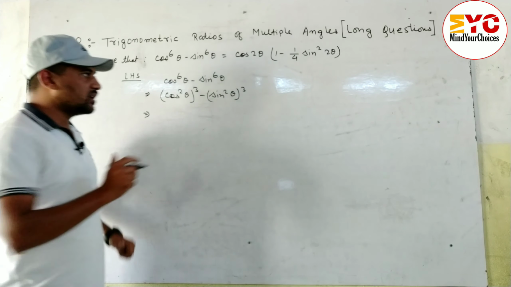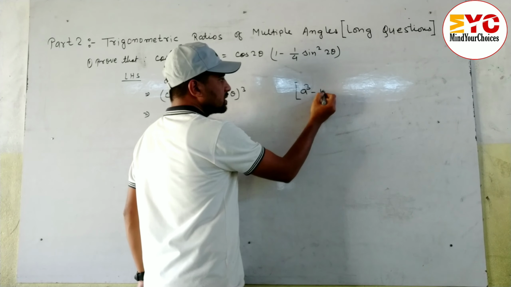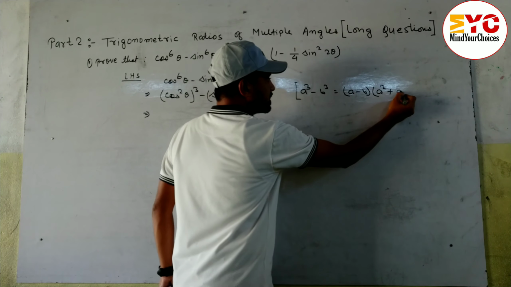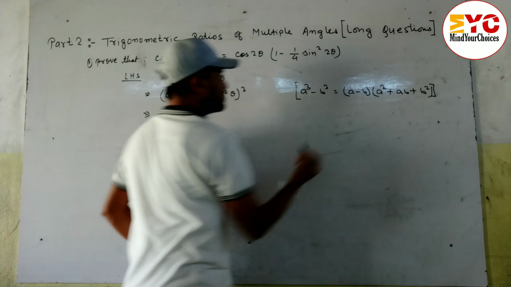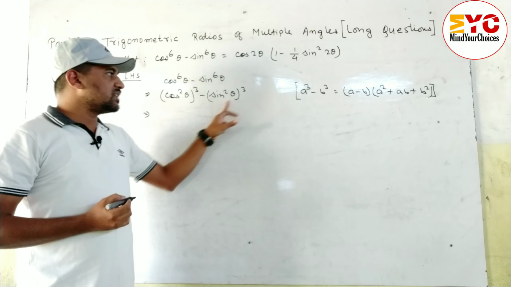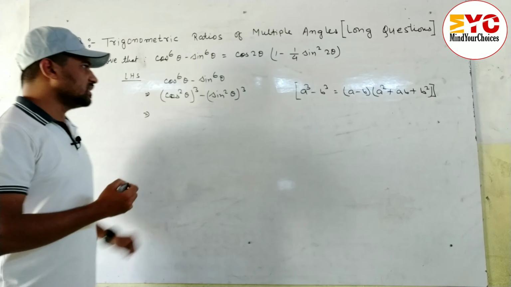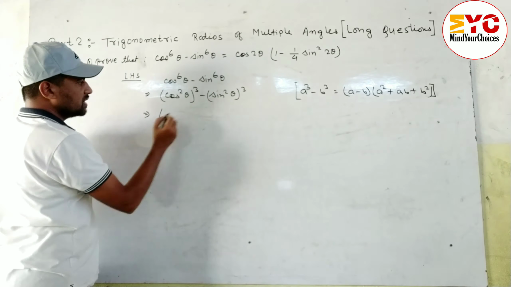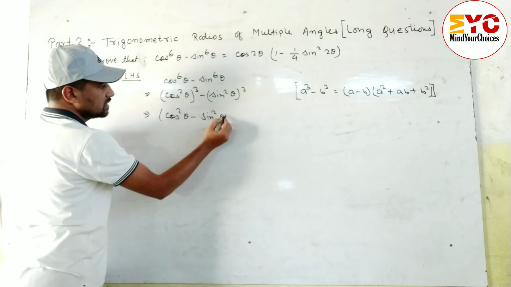What is the formula of a cube minus b cube? I will mention it here as formula 2. The a cube minus b cube formula is (a minus b)(a square plus ab plus b square). Now in the place of a we have cos² θ, and in the place of b, sin² θ. So we have to use that formula. A minus b means cos² θ minus sin² θ.